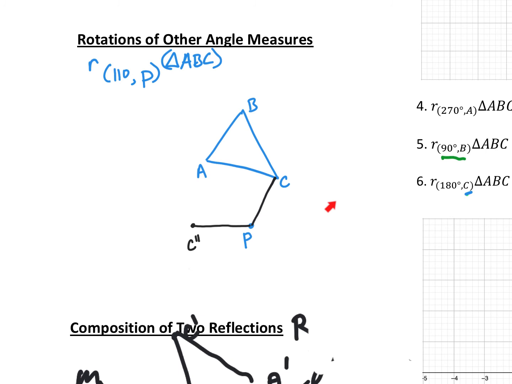And I would want to use a ruler to do that, right? Because it would have to be the same distance from P. Then I would do the same for A. I'd connect A to P.